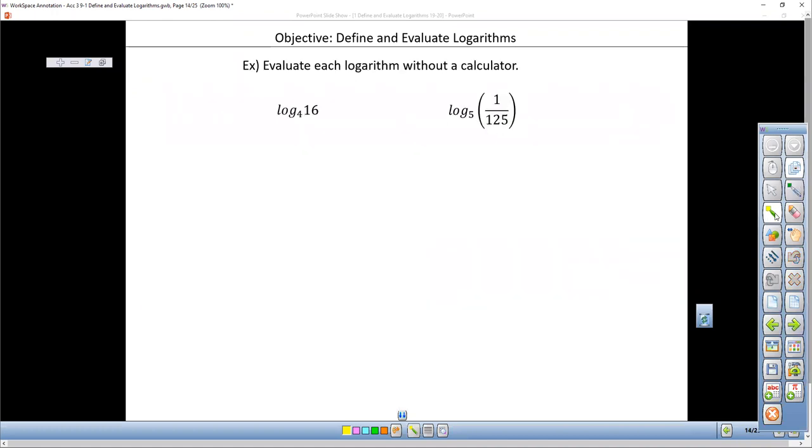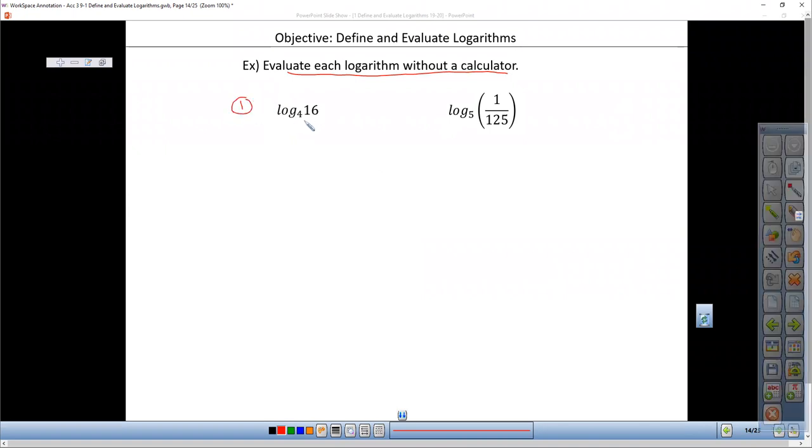All right, so let's apply that strategy. So here we are to evaluate each logarithm without a calculator. So I'm going to start with this one. So remember, this is a logarithm expression, and logarithms are equal to exponents. So it's that exponent that we're trying to find the value of. So we will start by using a variable to represent that exponent. Then we will rewrite this logarithmic form into its exponential form. So remember, our base is 4 to our exponent of x, then equals the argument value of 16.